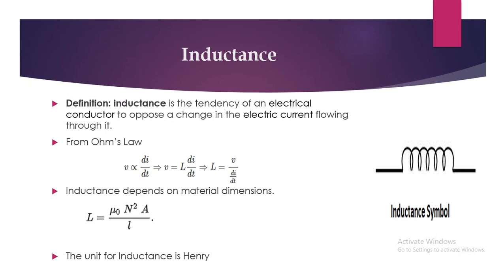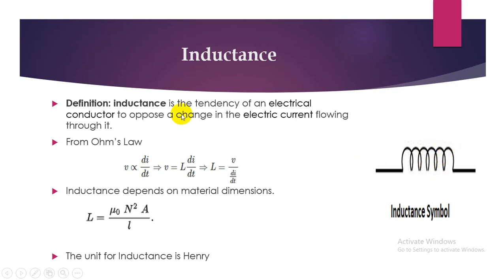The second passive element is inductance. When we twist the conductor into some coil, then that will become an inductor. Look at this. This is the inductance symbol. This is basically a conductor. We are twisting this conductor into a coil so that it will get inductance properties.